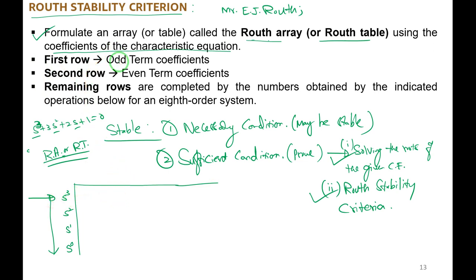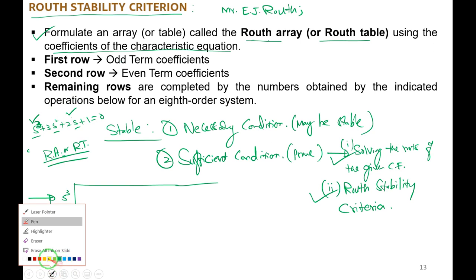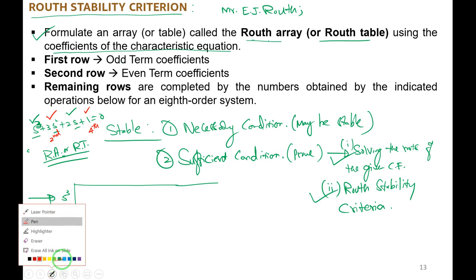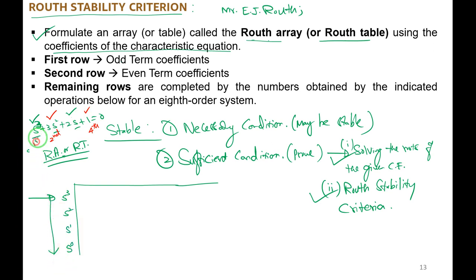So first fill the coefficients using the odd term coefficients. Which are odd terms, I will tell you. This is the first term, second, third, fourth. So odd terms means the first term and third term. Even terms means the second term and the fourth term. I hope you are getting it.